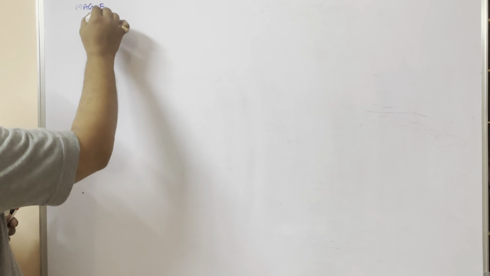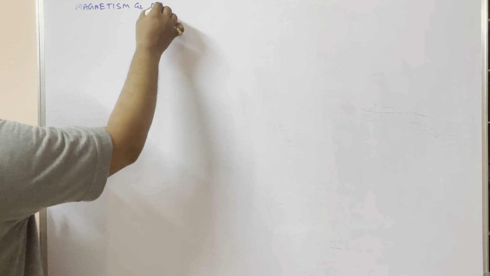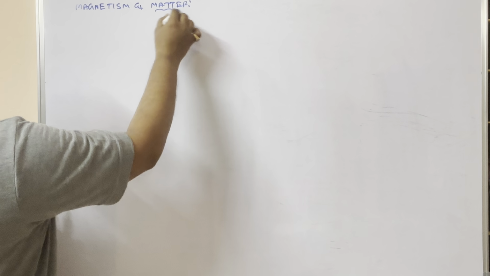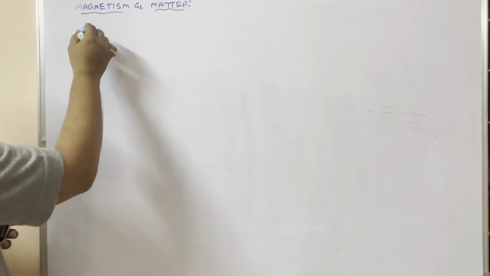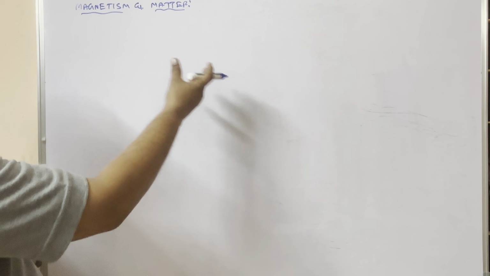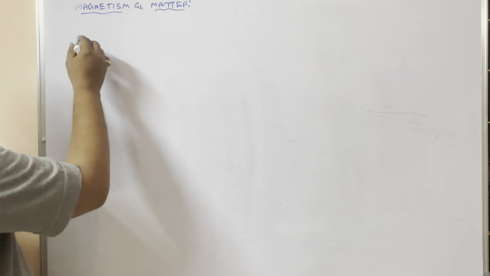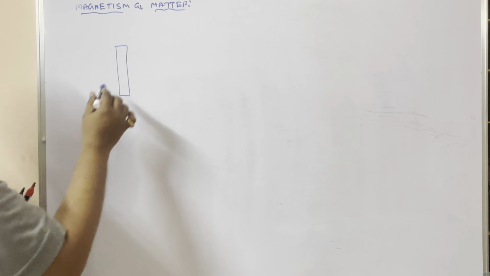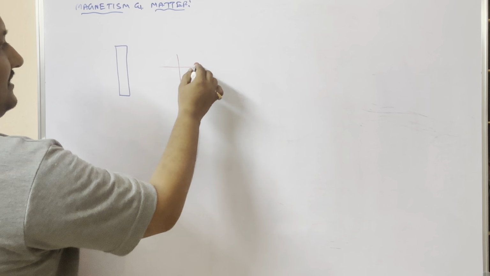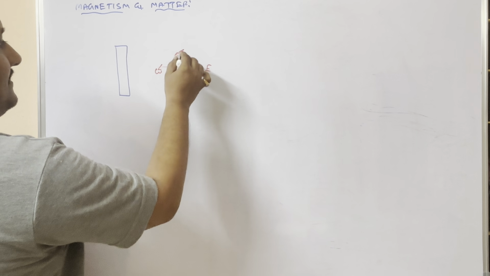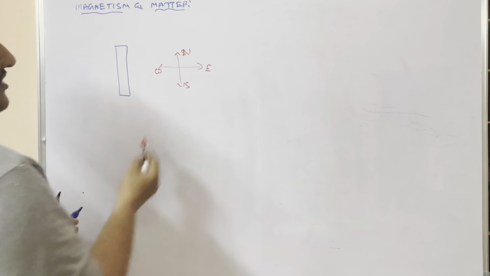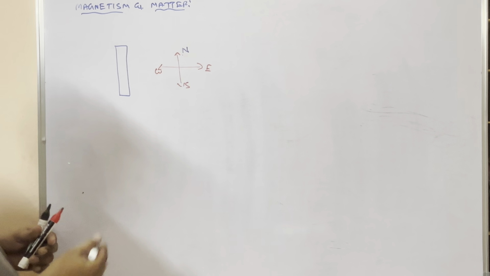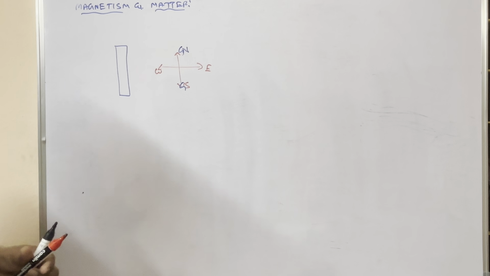So, magnetism and matter. Any substance is called a magnet when it attracts other substances. A property of a magnet: when suspended freely on the surface of the earth, it will always come to rest in the direction of the north and south pole of the earth, the geographical north and geographical south pole.